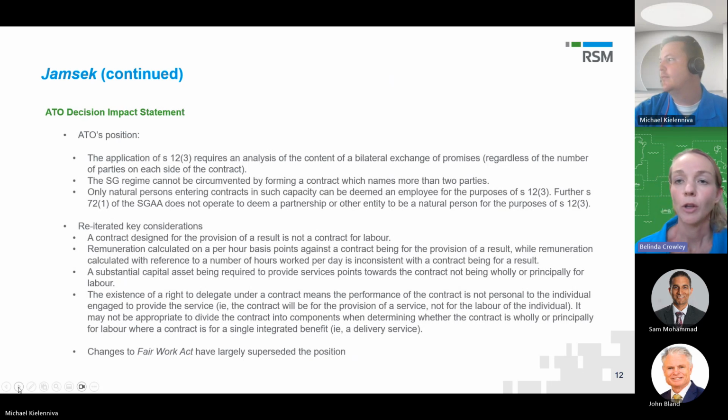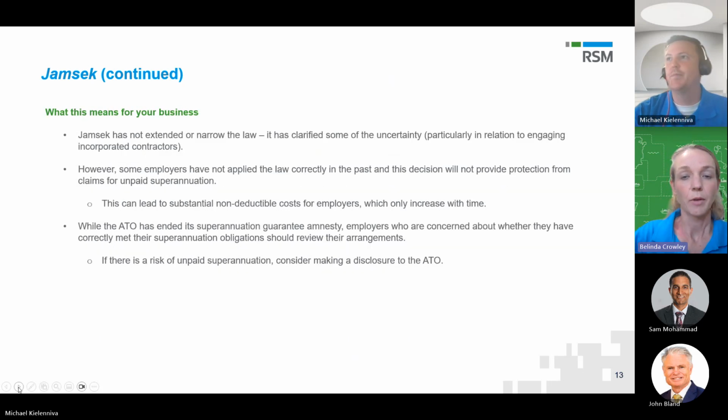Note, however, that the High Court decision in JAMSEC that set out that principle that the contract prevails has been superseded by the legislation. There were changes to the Fair Work Act earlier this year, which now state that we go back to that original multifactorial test that we had before the High Court decision in JAMSEC. Next slide, please, Mike. And the next one as well.